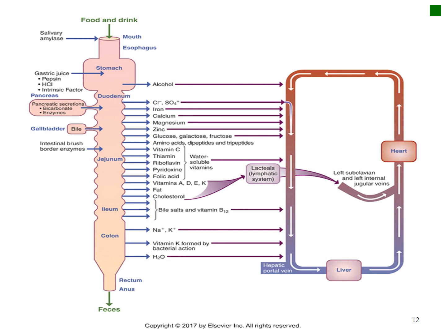Figure 1-9 on page 15 of your textbook provides you with a visual of the primary sites for secretion and absorption within the GI tract. As you can see, this graphic not only includes the macronutrients, but also alcohol, water, and the micronutrients as well.